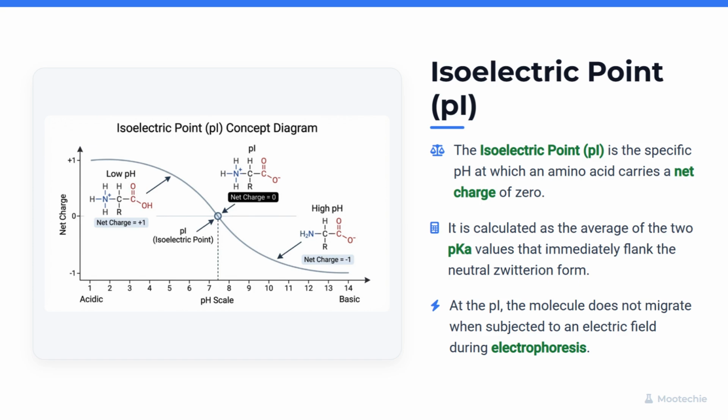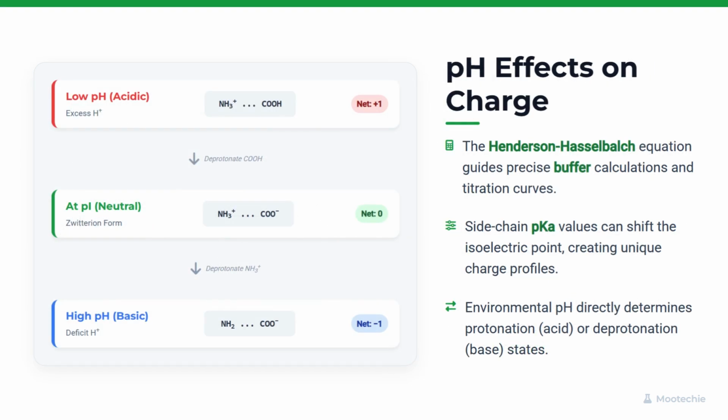The Henderson-Hasselbalch equation guides precise buffer calculations and titration curves. Side chain pKa values can shift the isoelectric point, creating unique charge profiles for each amino acid. The environmental pH directly determines whether these groups are protonated or deprotonated. Finally, let's bring it all together with a summary.